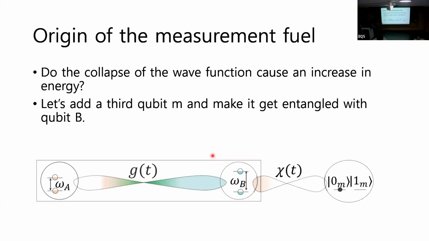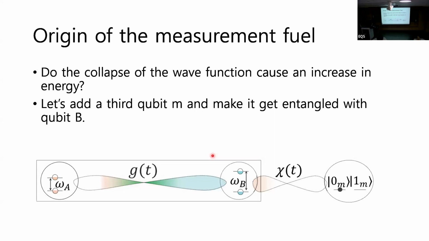Now let's find the origin of the measurement work. By the first law of thermodynamics, the energy should be conserved. Then where is the origin of the energy we extract? Does the collapse of the wave function cause an increase in energy?